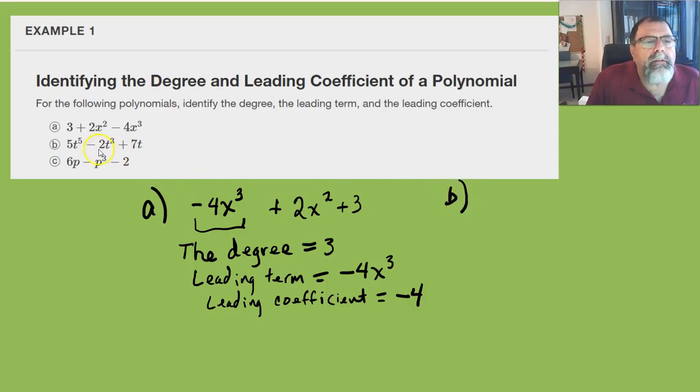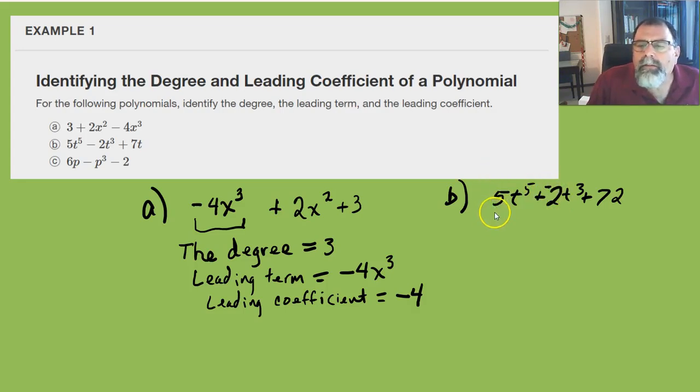same thing here. This one's in descending order. So 5t to the 5th minus 2t cubed plus 7t. And remember, with the minus, you want to think of it as plus a negative 2. So this term is negative 2t cubed. That's where some people get confused with polynomials. You think of the minus sign as a negative. So it's plus a negative 2.